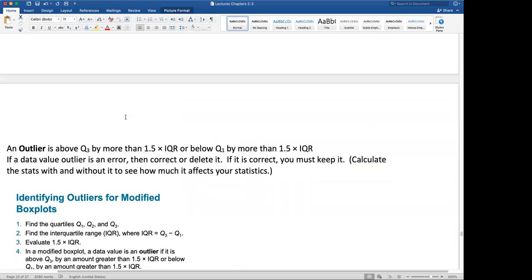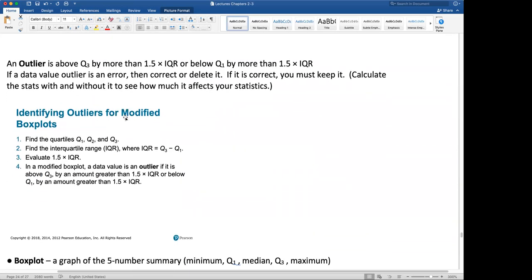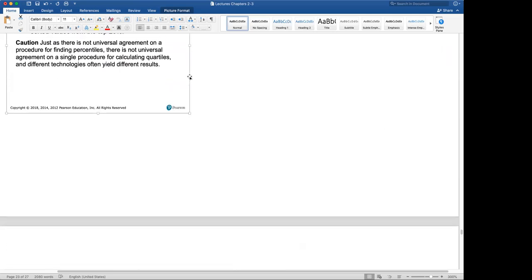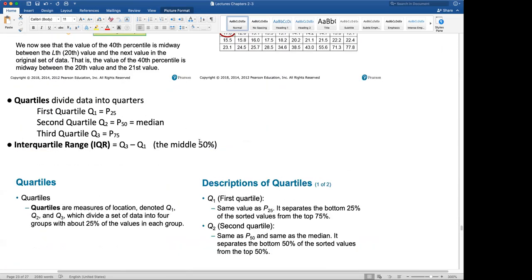Okay. So now the outlier. Now we're going to clearly define the definition of outlier. An outlier is above Q3 by more than 1.5 times IQR, or below Q1 by more than 1.5 times IQR. What's the IQR? Interquartile range, which is Q3 minus Q1, the middle 50%.